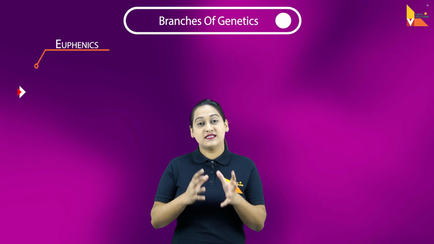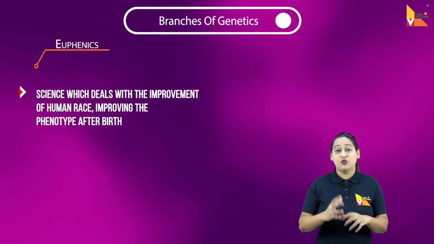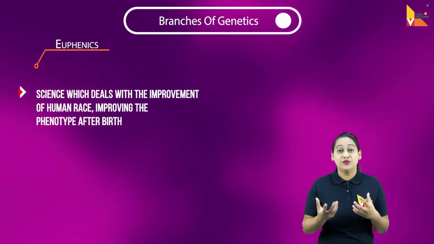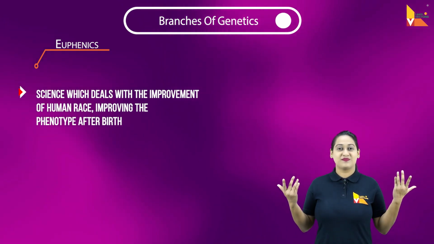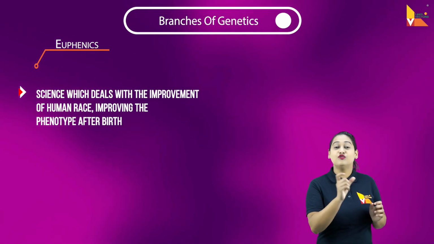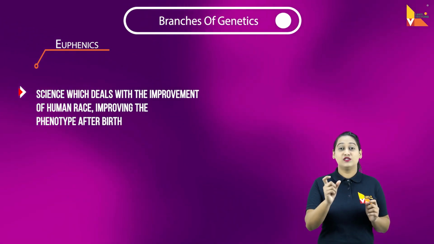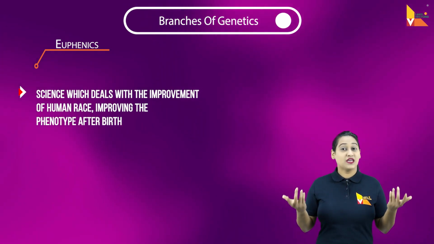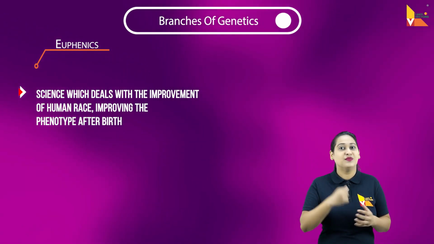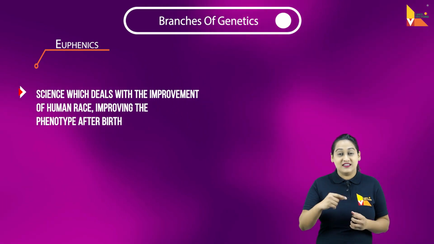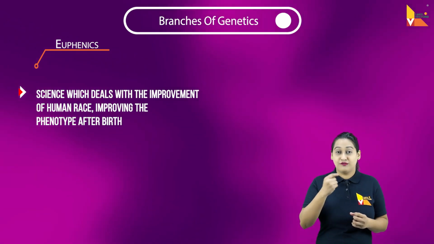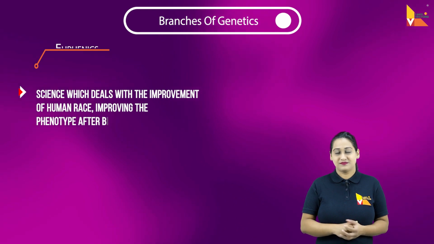The third one is eugenics. Eugenics is a science which deals with the improvement of the human race and improving what? The phenotype. Okay? So it is a science which deals with the phenotypic improvement after birth. The only criterion here is it deals with the improvement of phenotype after birth.